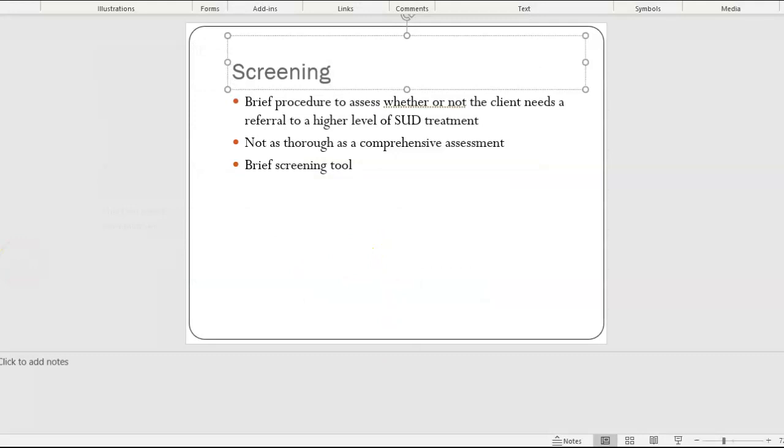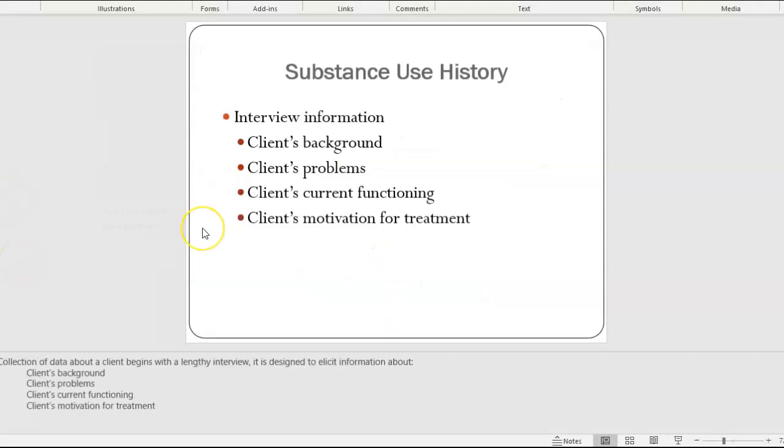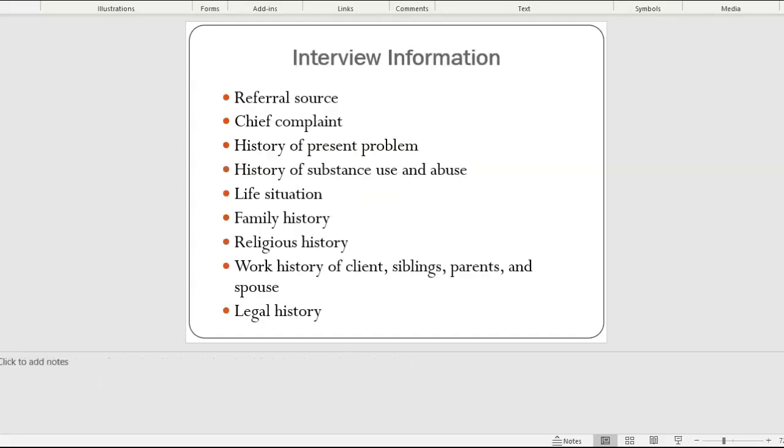Okay, let's move on. You're going to want to know this comprehensive assessment data gathering, right? In the biopsychosocial, you usually have substance use history. But you're going to want to know everything about that. All the background, the problems, current functioning, client's motivation for treatment, who referred them, chief complaint, history of present problem, history of substance use and abuse, life situation, family history, religious history. This is going to be in your traditional biopsychosocial, but you're going to spend more time on the substance abuse portion to make sure that you get all the information you need.